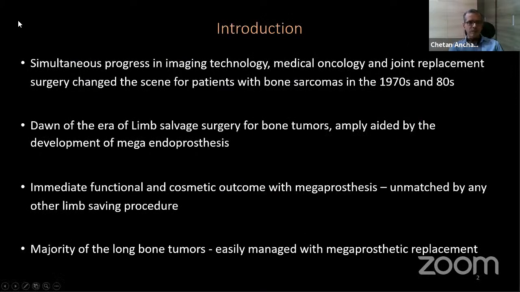As we know, simultaneous progress in imaging technology, medical oncology, and joint replacement surgery changed the scene for patients with bone sarcomas in the 70s and 80s. That was the dawn of the era of limb salvage surgery for bone tumors, which was amply aided by the development of megaendoprosthesis, which gave immediate functional and cosmetic outcome unmatched by any other limb-saving procedure. Therefore, the majority of the long bones were easily managed with megaprosthetic replacement.